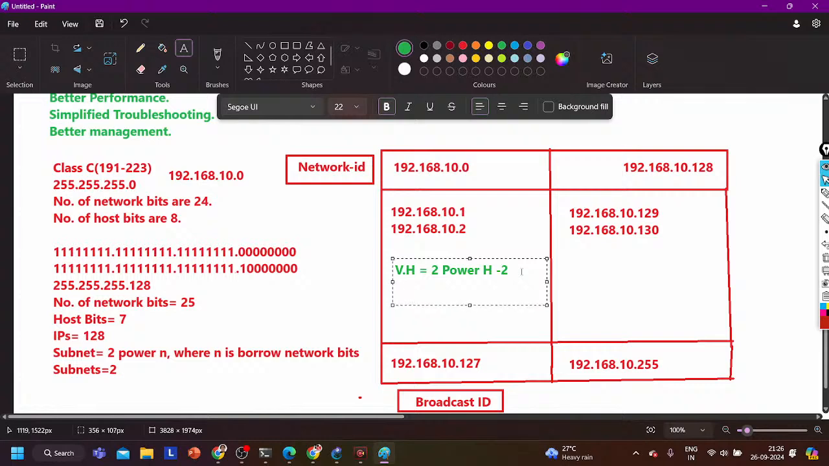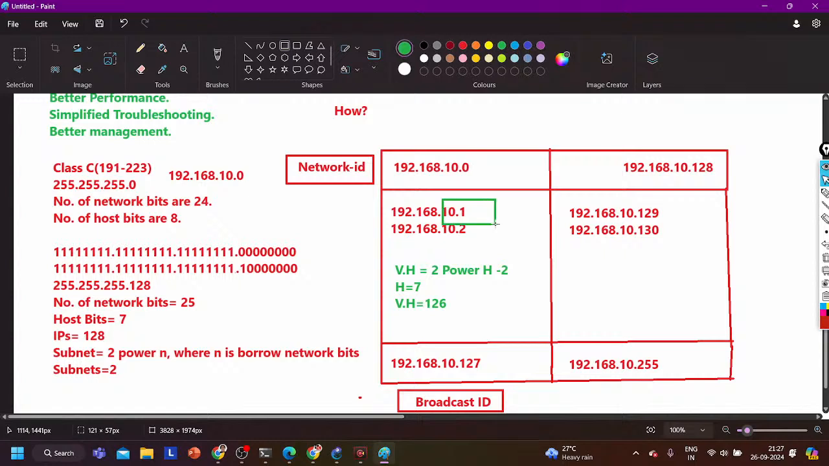Out of the 32-bit IP address, 25 bits are network bits. Meaning host bits are 7. Correct? And 2 to the power 7 gives the hosts. 2 to the power 7 is 128. 128 minus 2 is 126. That means 126 valid IP addresses are there in this network. You can see the first IP address is 10.1 and the last valid IP address is 10.126. Means total 126 IP addresses are there.